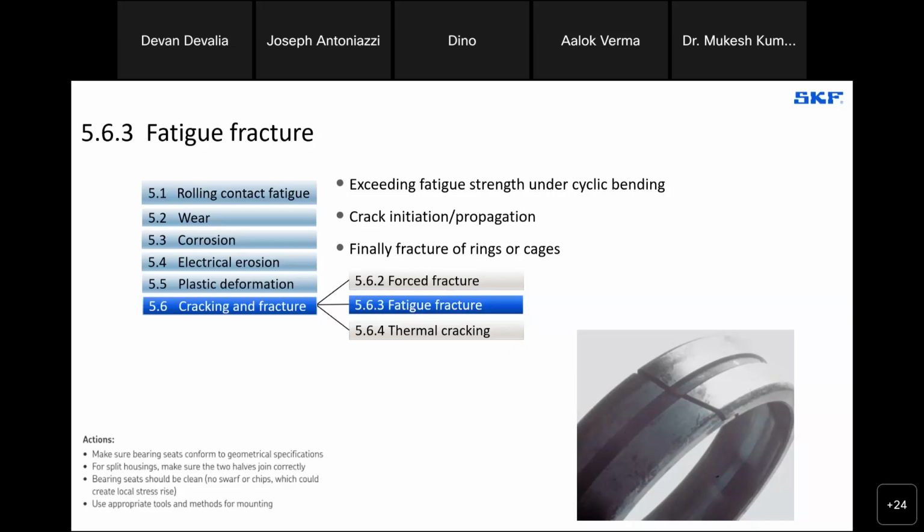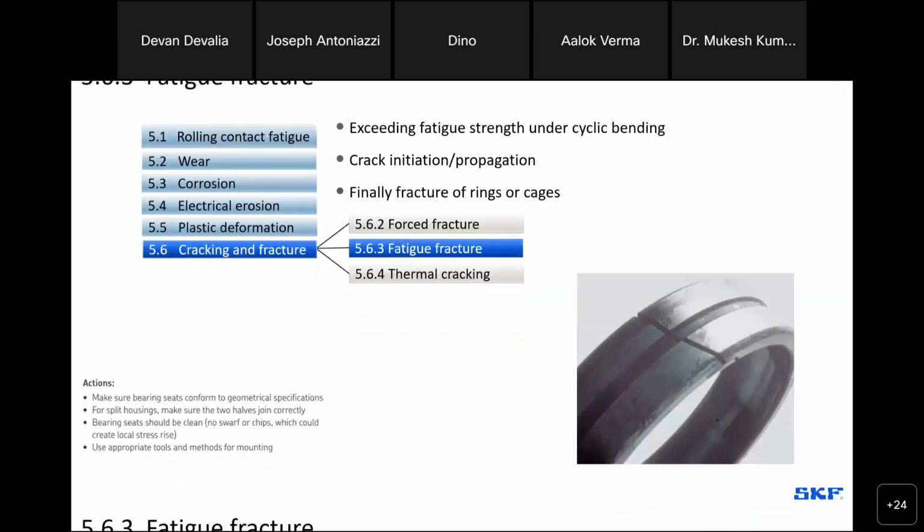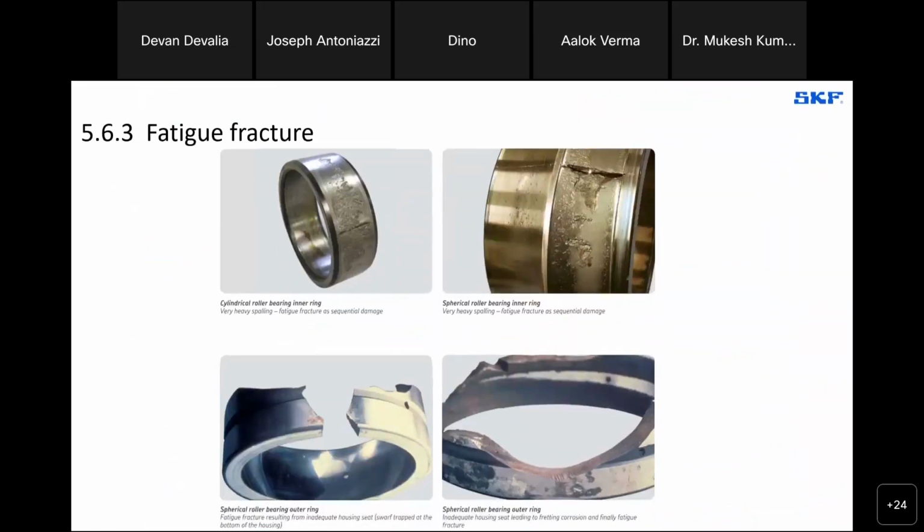So we want to make sure that bearing seats and housings are fit and form to specifications. We want to make sure housings aren't oval, and so on, limiting contaminants in the housing prior to mounting to ensure that we have clean and continuous contact around the bearing ring. Okay. So lots of examples of fatigue cracks here, and we notice cracks where there are areas of heavy spalling. We see a fatigue fracture as a result.